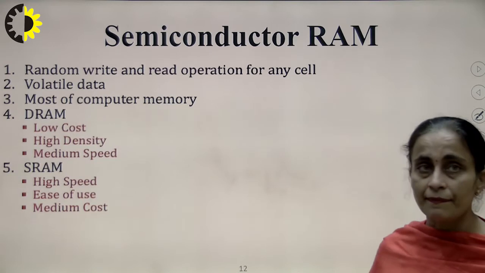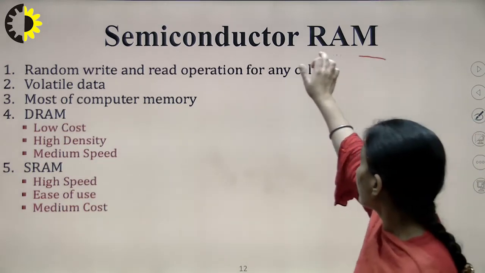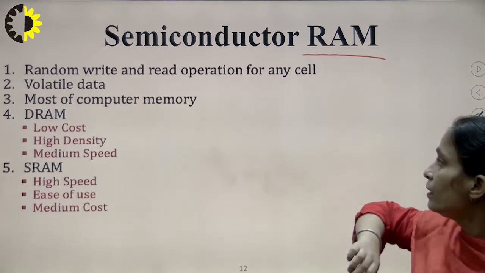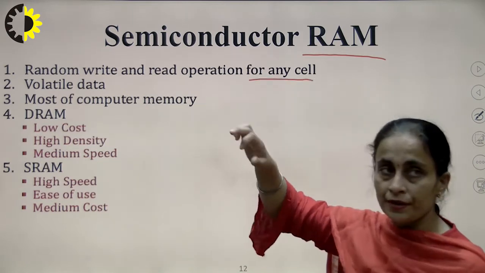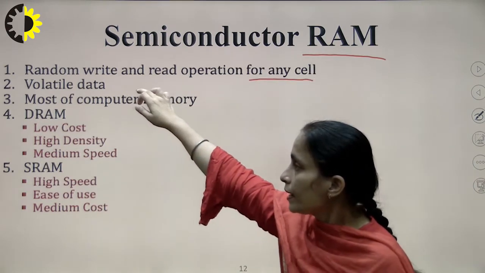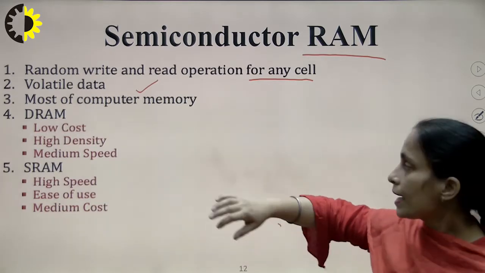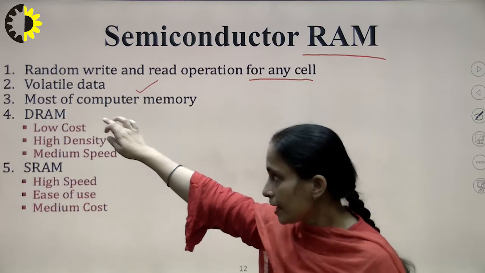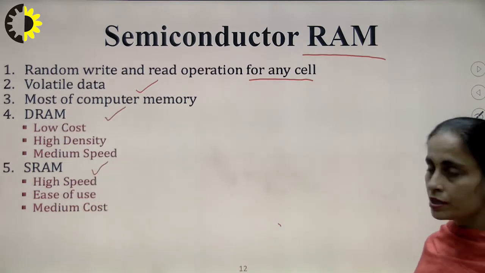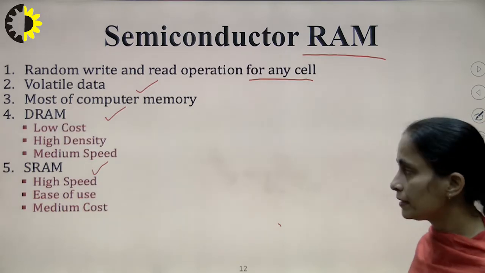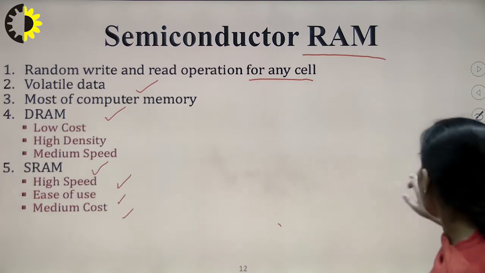Then for the semiconductor RAM, I will say random write and read operation for any cell I am performing. It has volatile access to my data. Most of the memory is RAM. Then it can be DRAM or it can be SRAM. If DRAM, then it has low cost, high density and medium speed, and if it is SRAM, then it has high speed, ease of use and medium cost.